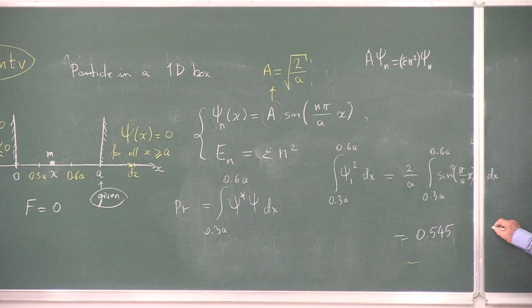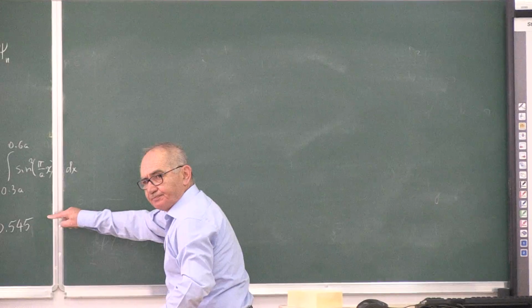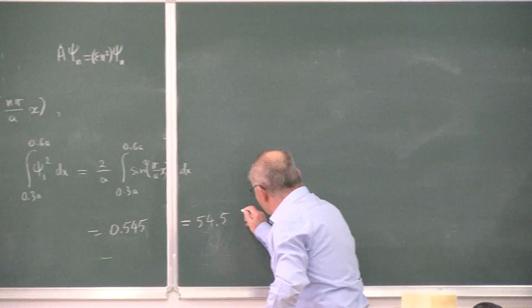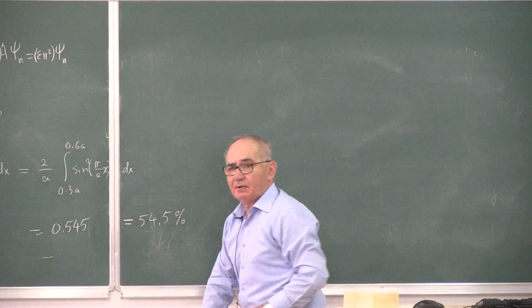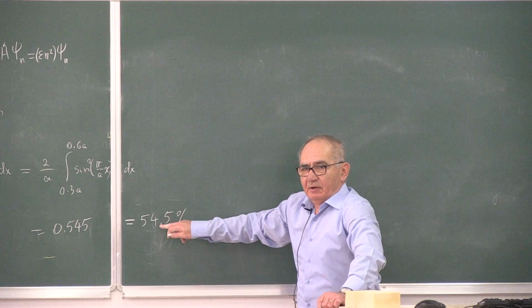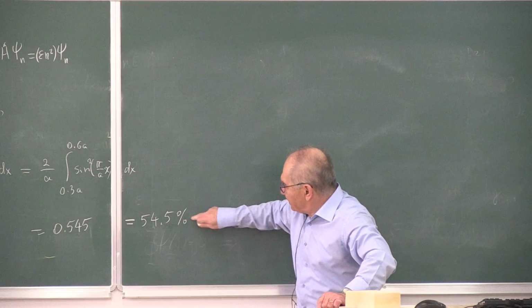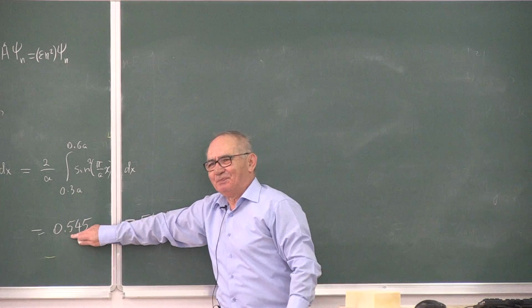In other words, I can write an equal sign here, but I have to add this symbol: 54.5%. Together with the percent symbol, it means 0.545.